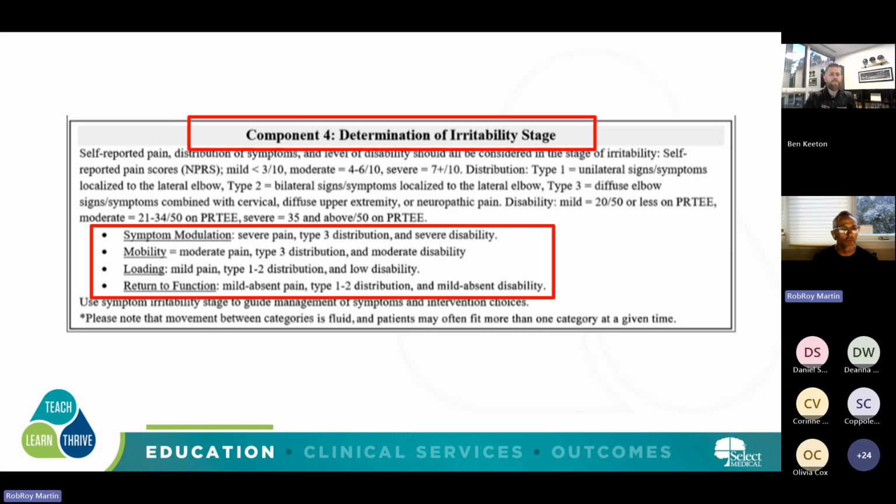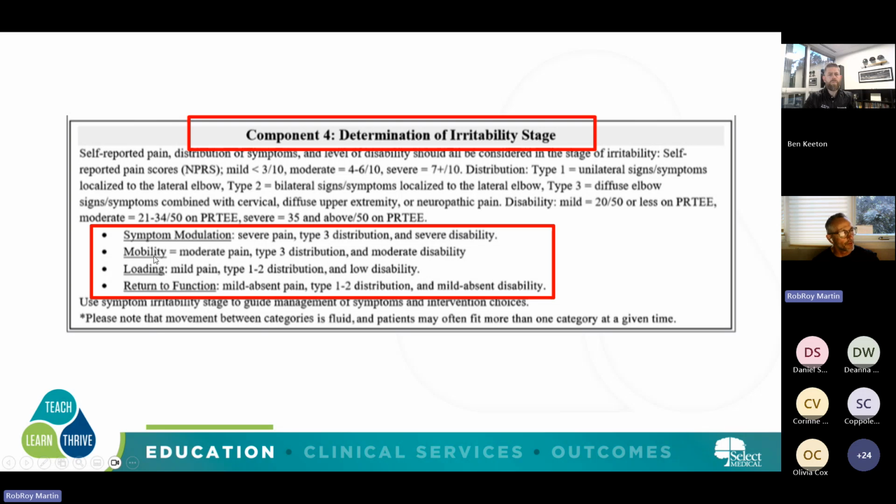So here they talked about breaking them into really four categories. So you have a symptom modulation category. This would be defined as severe pain. And if we take a look at a type 3 distribution, we'd be looking at diffuse elbow signs and symptoms, maybe even diffuse through the upper extremity.